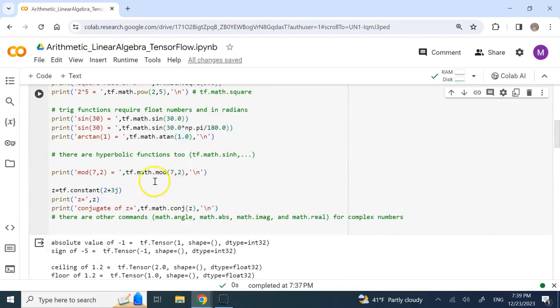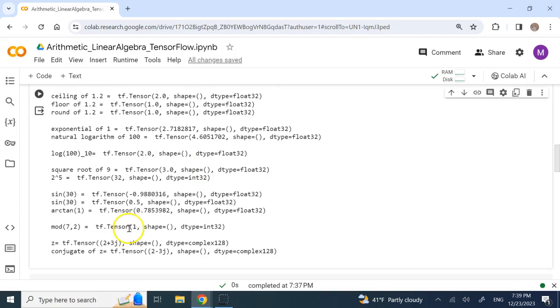So what about modulus? Well, use the mod, 7 and 2. The result should be 1, and it is, as you can see.